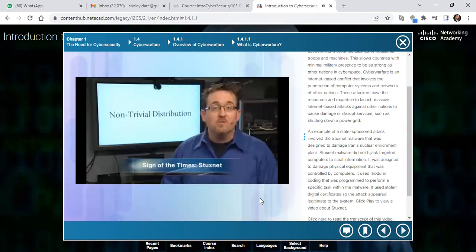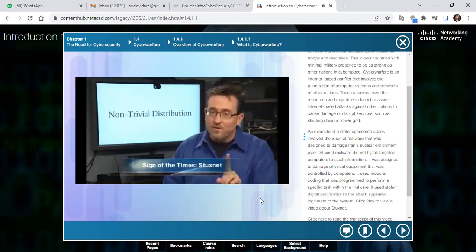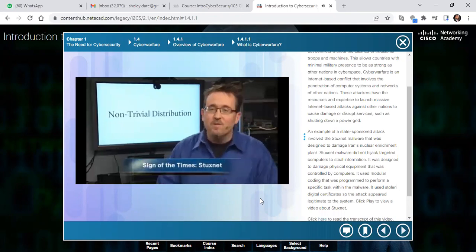The first one, non-trivial distribution. Primarily spread via USB sticks, think non-internet connected systems that then propagate by escalating privilege levels through zero-day exploits. Notable for the fact that true zeros are special, and they're only valuable for a short period of time, very expensive, very hard to come by.